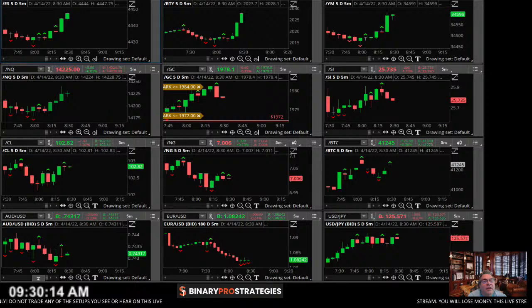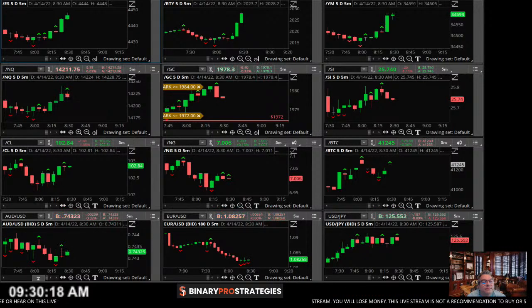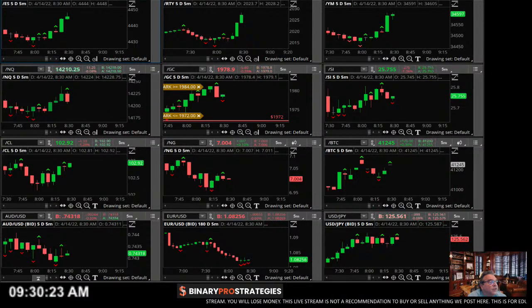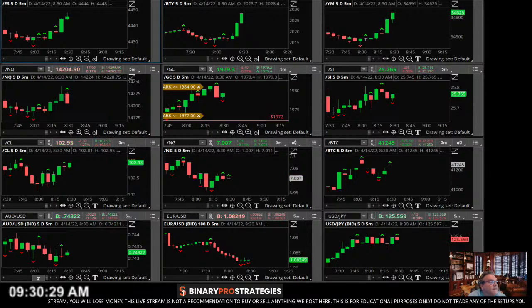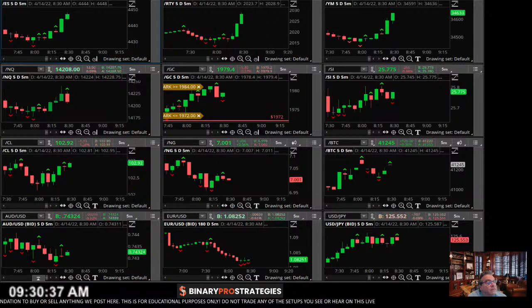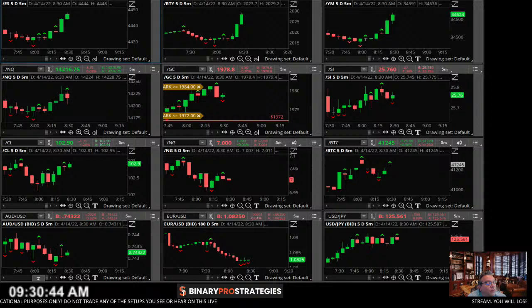Just got a buy on the US ES. Be careful first thing in the morning, it could get a little choppy in here. Be careful. But we are getting a buy. Entry was below 44.40. It's 44.47. Target on this is going to be 44.53 and a half.